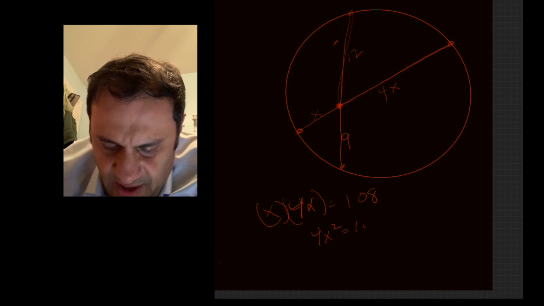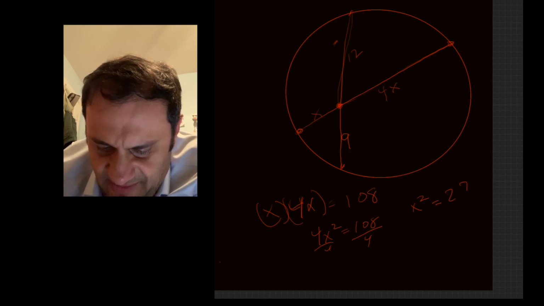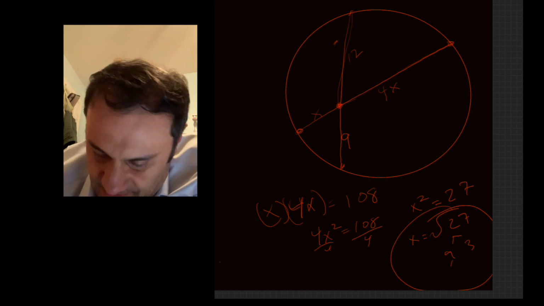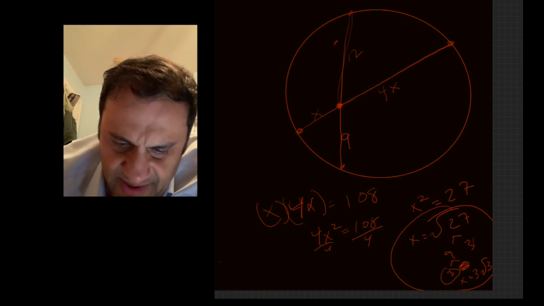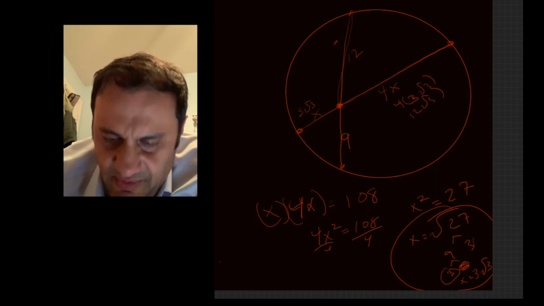So you'd have 4X squared equals 108. Then you would divide each side by 4. So X squared equals 27. Okay, and then so X would equal the square root of 27, which is the square root of 9 times 3. This is a good algebra lesson here. So then X would equal 3 times the square root of 3. So then this side would be 3 times the square root of 3, and then this would be 4 times 3 times the square root of 3, which would be 12 times the square root of 3. I assure you it'll come up a lot in your geometry class.